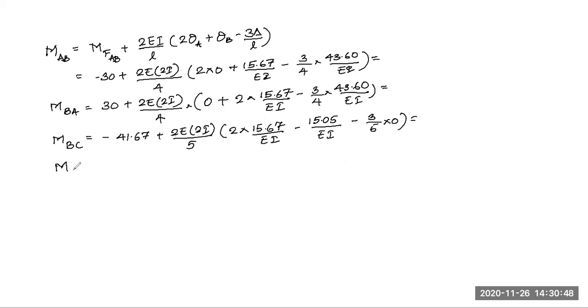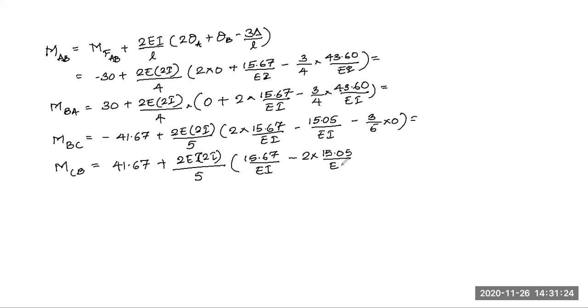And MCB is 41.67 plus 2E into 2I divided by 5 into 15.67 by EI minus 2 into 15.05 over EI, minus 3 by 5 into delta, which is 0. Okay, this one.